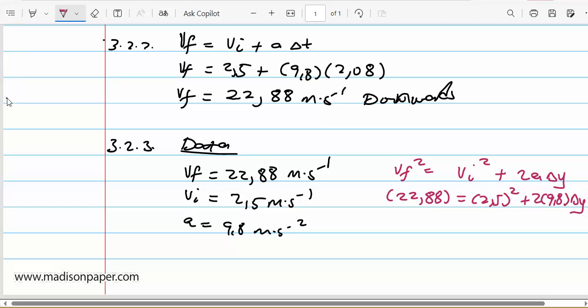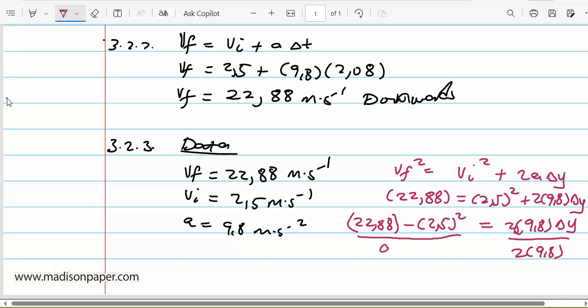So the best thing that we can do is to write 22.88 squared, then subtract that 2.5 squared. Therefore, on this side, we'll be left with 2 times 9.8 delta y. The answer you get, you need to divide by 2 times 9.8. Therefore, you'll know what delta y is. This is the maximum height for ball A. So what do you get when you punch that on the calculator?